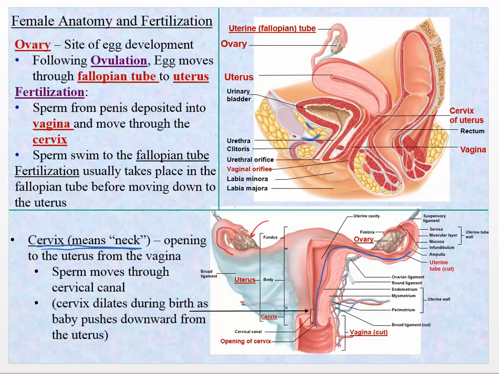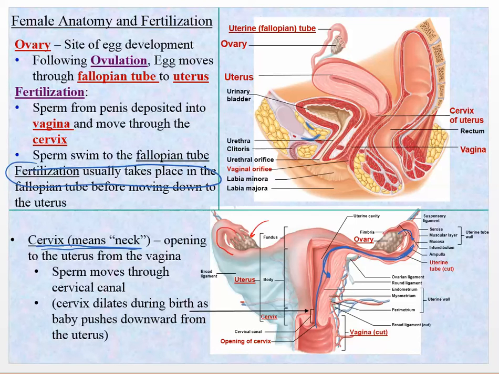Or it might move up and it might just live in there for a few days, waiting for an egg to come out. And then when the egg comes out, it will fertilize that egg, and then that fertilized egg will move down and again implant in the endometrial lining on the uterus, if it's fertilized. Okay, so sperm from the penis deposited into the vagina, moved through the cervix, through the uterus, and then up into the uterine tube or the fallopian tubes. Okay, so that's usually, and this is important, that's usually where fertilization takes place. So fertilization usually takes place up here in the fallopian tube.